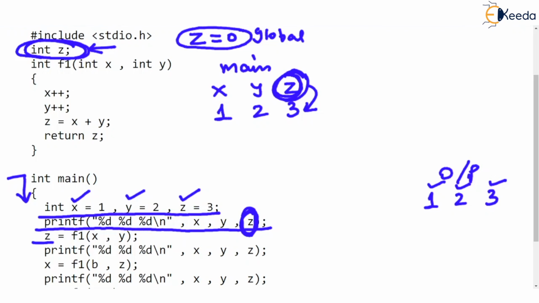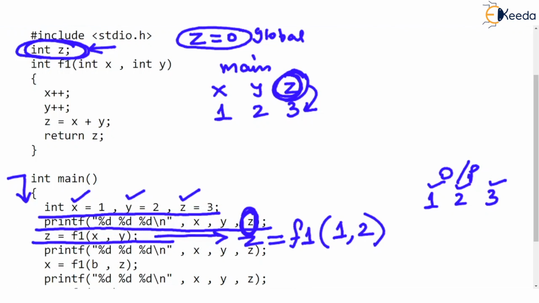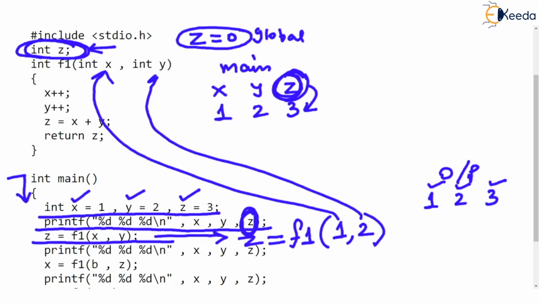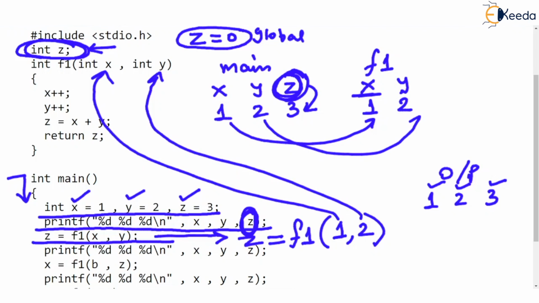Now have a look at the third line of main which I am underlining. This is clearly a call to the function and you read this as z should become equal to the value returned by the function f1, and we are passing the value of x and the value of y. So value 1 will go in x and value 2 will go in y. So if you start this f1 function, f1 has its own variables x and y called local parameters, and this x will receive 1, the value of x, and y will receive 2, the value of y.